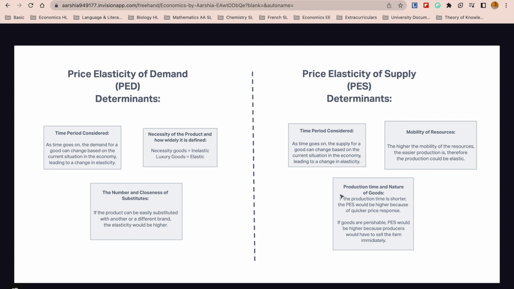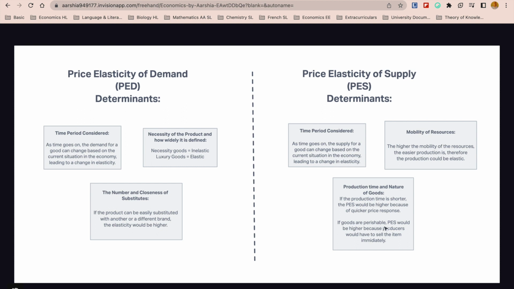And the final one is production time and nature of goods. If the production time is shorter, the PES would be higher because of quicker price response. What this means is that if the production time of a good is shorter, producers could quickly respond to a change in price, such as suddenly decreasing or increasing the supply of a good, so the PES would be higher because the response to a change in price is quicker and greater.